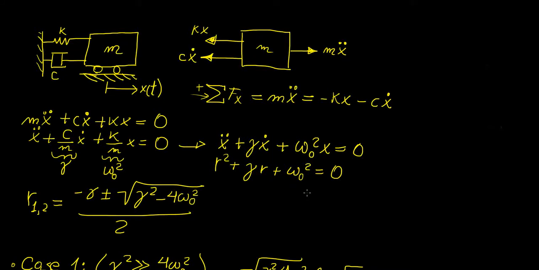Alright, welcome to another video on waves and oscillations. So we're going to be talking about now a damped system. A damped system is one in which you have a spring and a damper. The damper is just a device that absorbs energy.